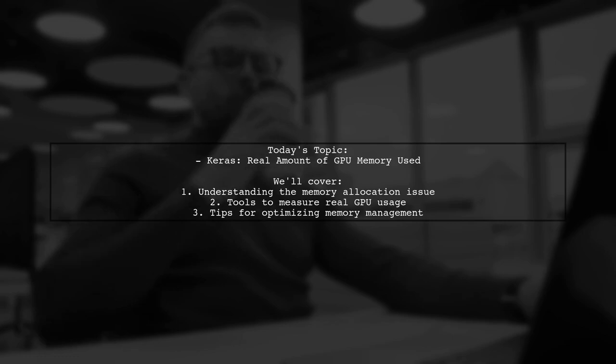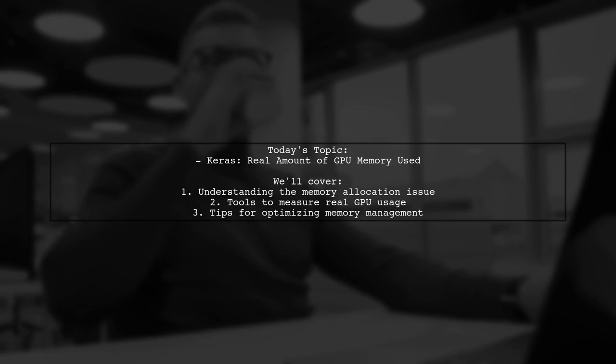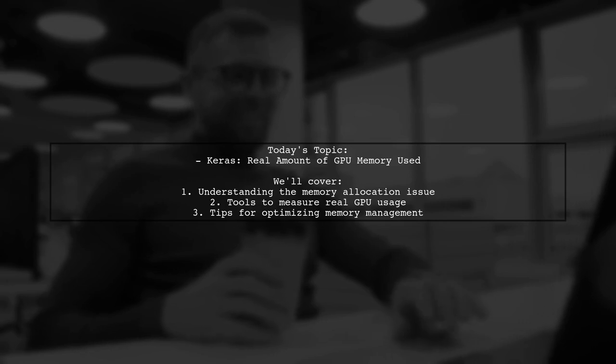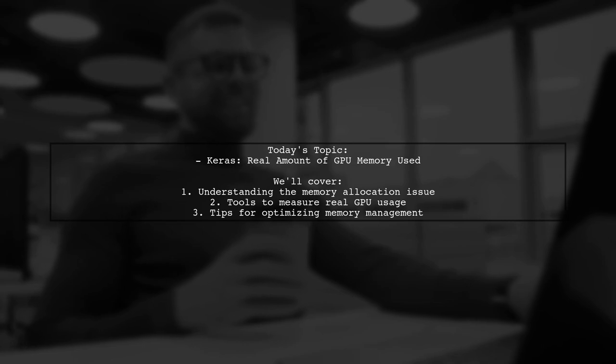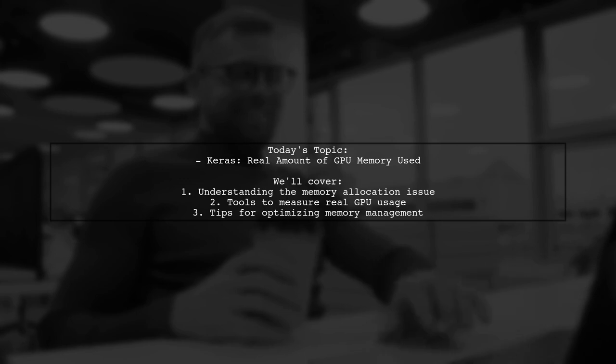Today, we're tackling a question that many Keras users encounter when working with TensorFlow. Our viewer is curious about how to accurately determine the real amount of GPU memory being used by their network architecture. They mention that simply checking NVIDIA SMI isn't enough, as TensorFlow tends to allocate all available memory, leaving them in the dark about actual usage. So how can we uncover the true GPU memory consumption? Let's dive in.